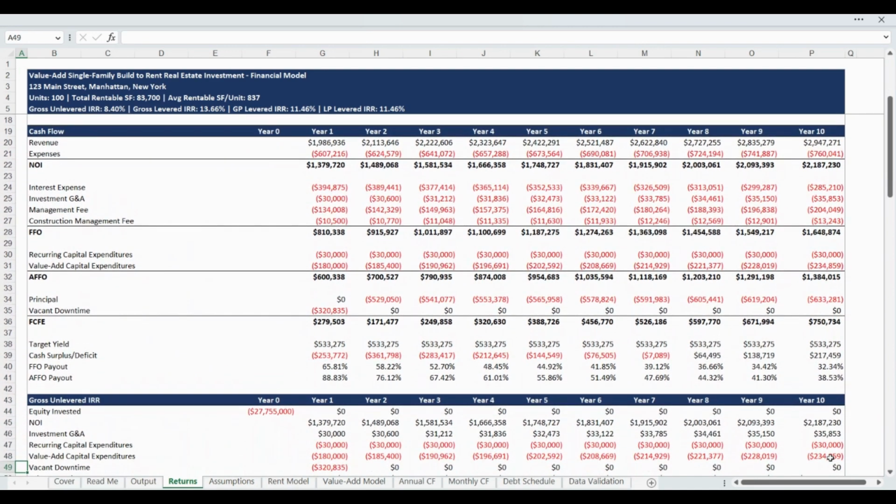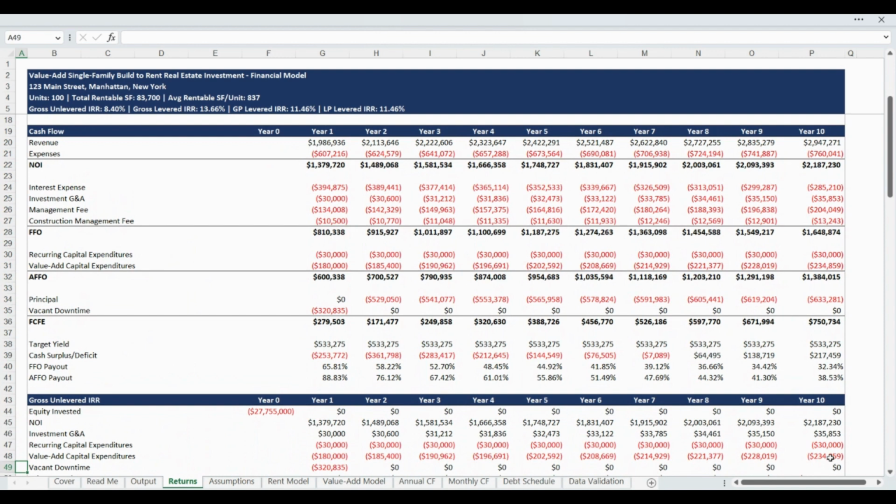The cash flow works from revenue to net operating income, followed by reductions to determine the funds from operations, which is further reduced by capital expenditures to calculate the adjusted funds from operations. Following reductions for principal payments and renovation vacancy downtime, the free cash flow to equity is calculated.